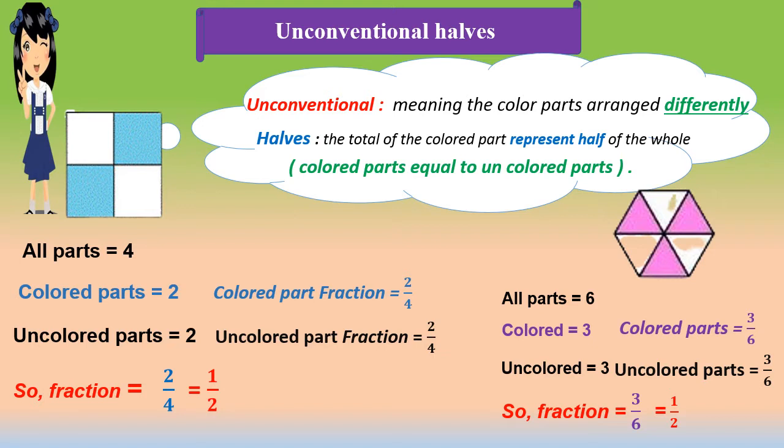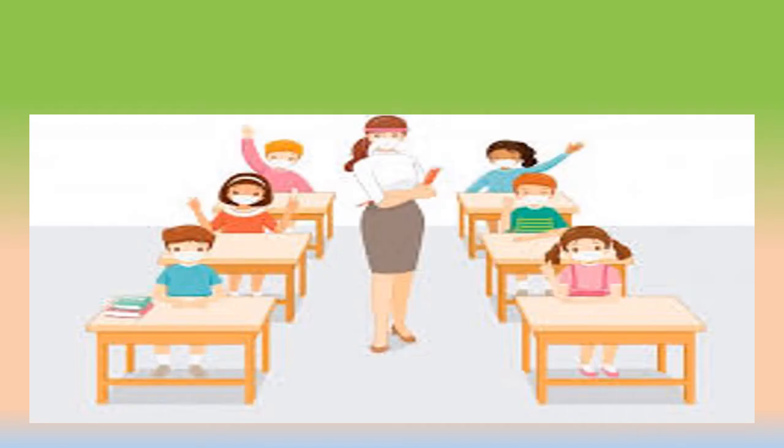What about the equivalent fractions here? 2 over 4 equals 1 over 2. 3 over 6 equals 1 over 2.